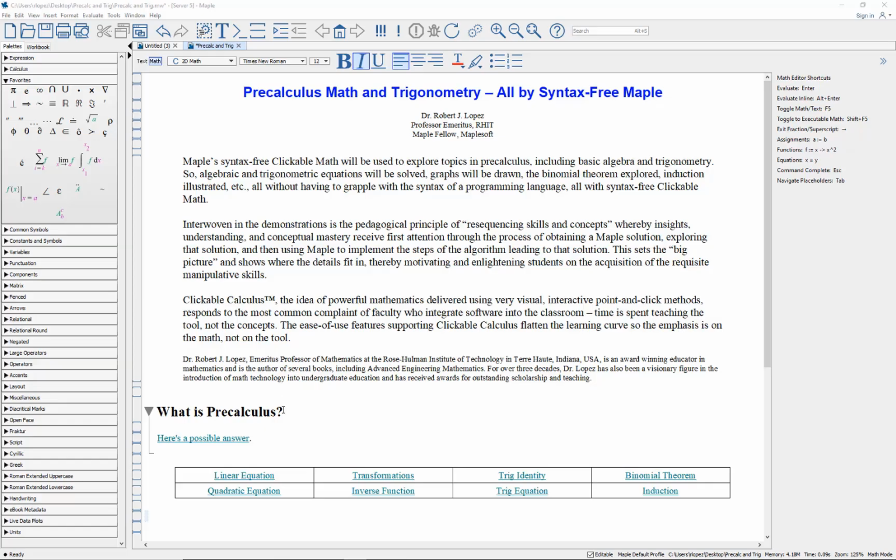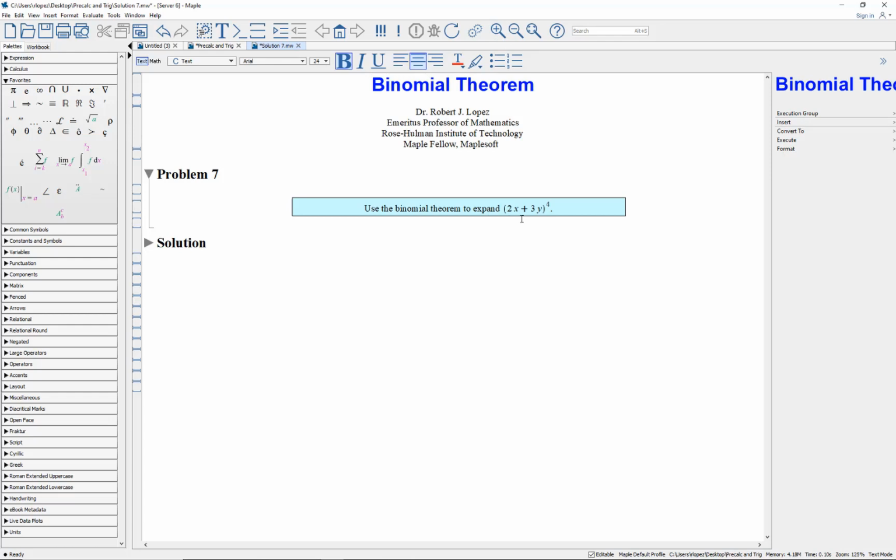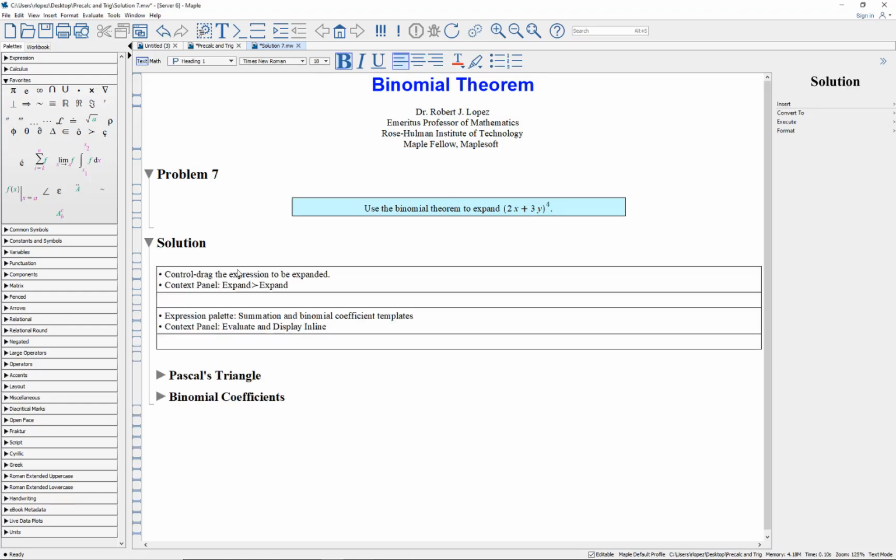Someplace in the Precalculus course, a student runs across the binomial theorem. Let's take a look at what Maple can contribute to that discussion. So we'll use the binomial theorem to expand this fourth power binomial. To begin, let's just take this expression and have Maple expand it.